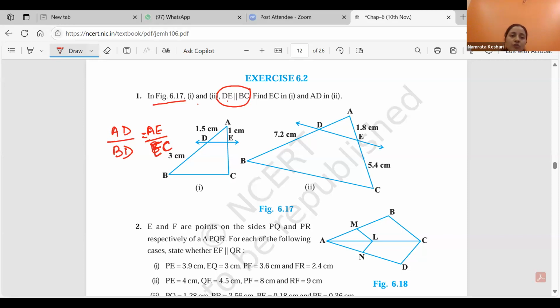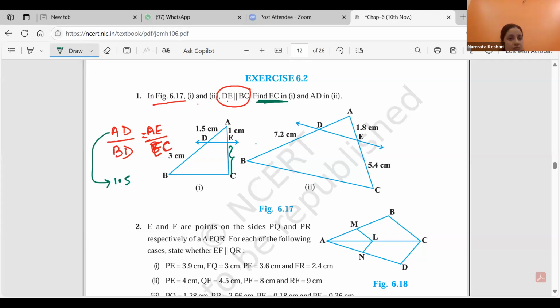Okay, so now what you have to do over here? Find EC in figure 1. You have to find the length EC. You will put the value, AD value you will put over here, 1.5. Given in the figure. I'm not telling you. BD value you will drop, that is 3, is equal to AE value you will put, that is 1, by EC you need to find.